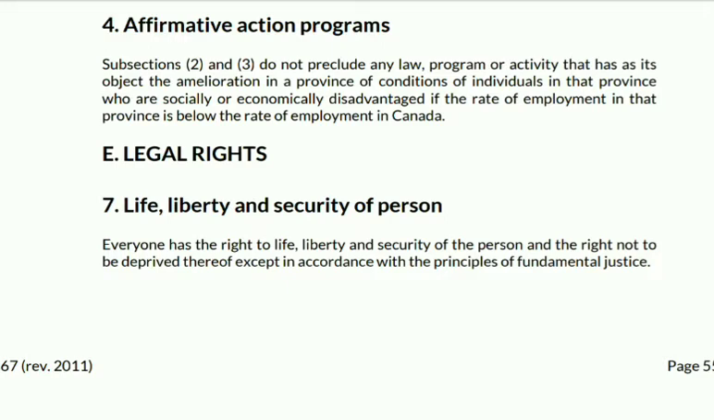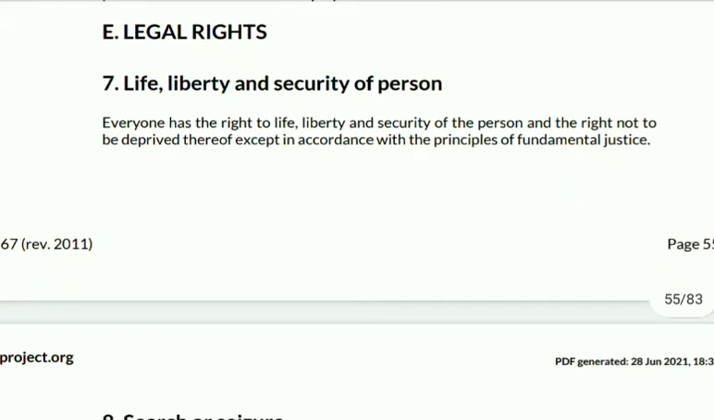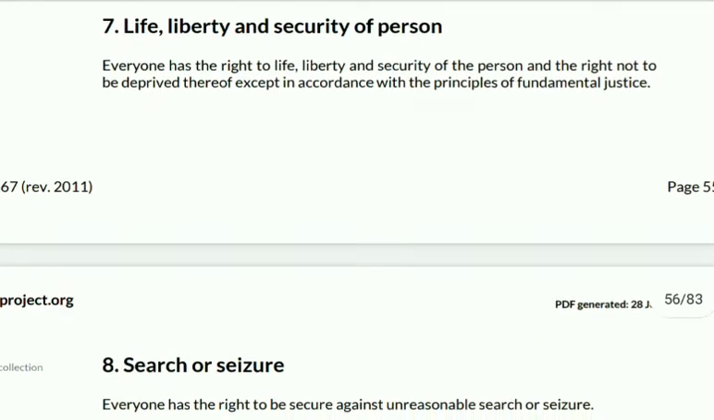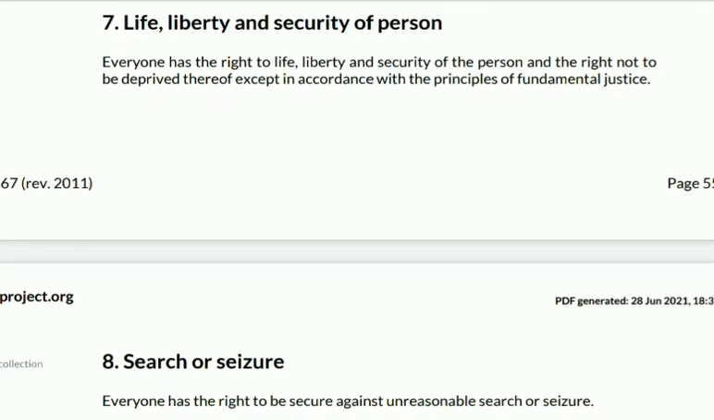Then E is legal rights. Seventh, life, liberty and security of person. Everyone has the right to life, liberty and security of the person and the right not to be deprived thereof except in accordance with the principles of fundamental justice. So all persons have the right to life, liberty and security, but there is an exception: through any principle of fundamental justice the right can be deprived of.